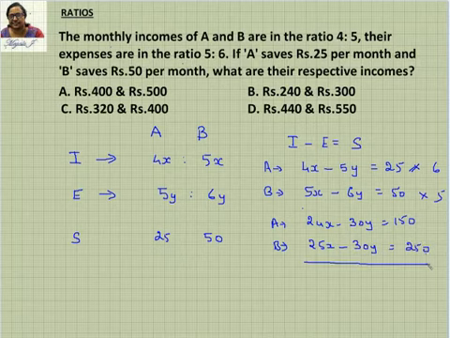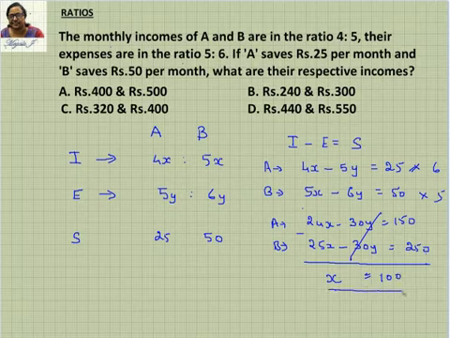When you subtract this minus this, I'm going to subtract because the upper one is smaller. So when I subtract, you know that 25x minus 24x is x. The y terms will get cancelled, and 250 minus 150 is 100. So therefore, x is equal to 100.